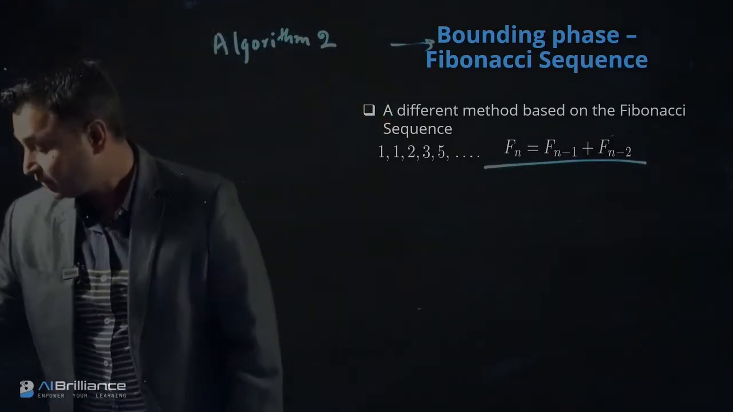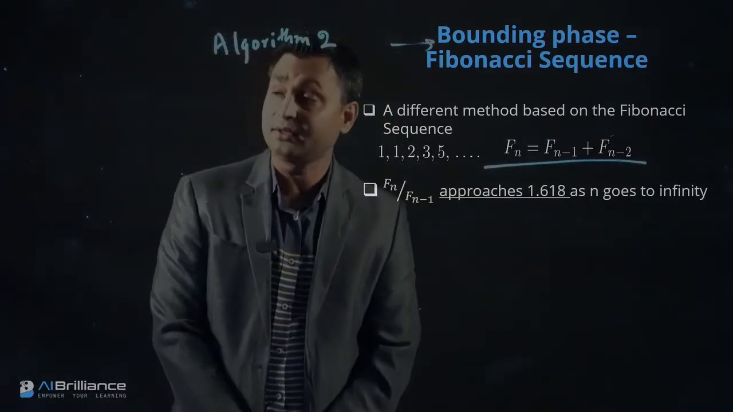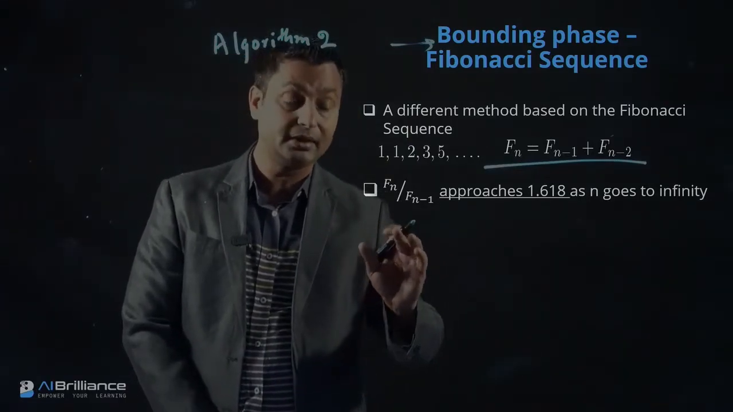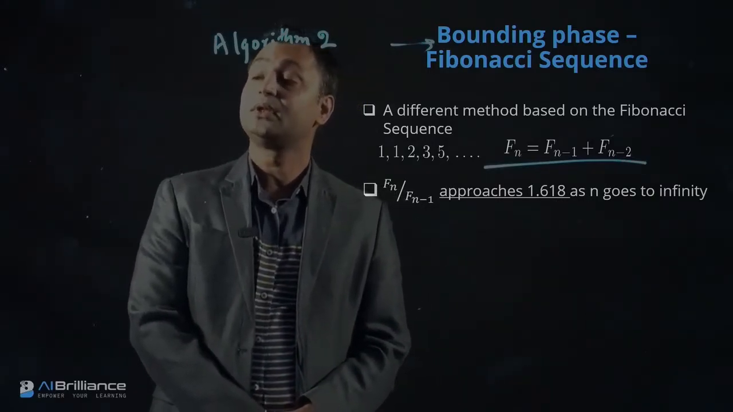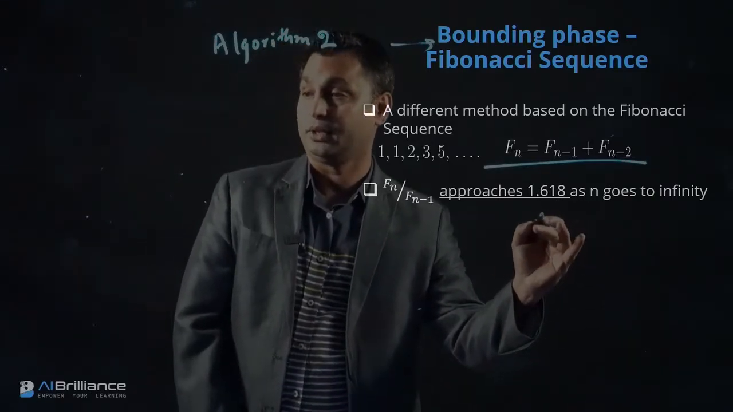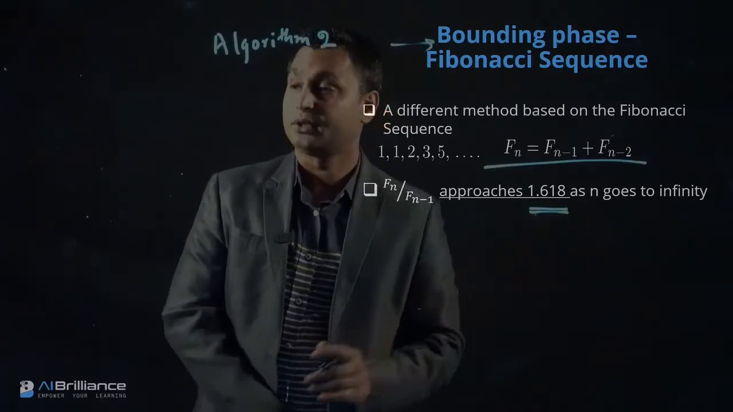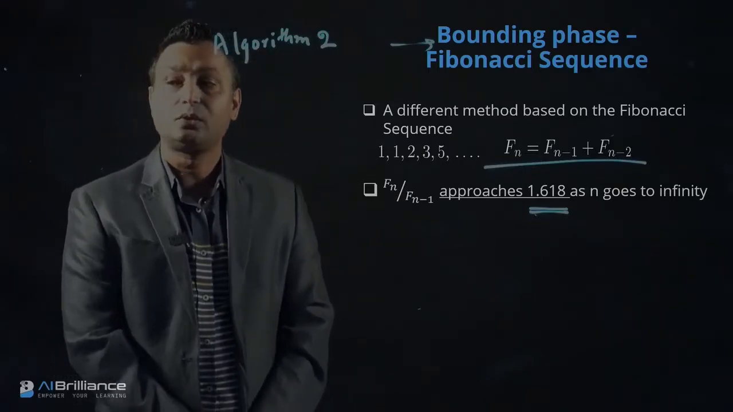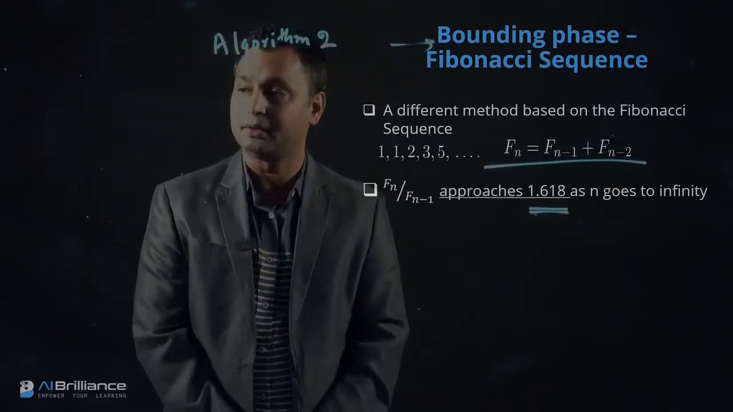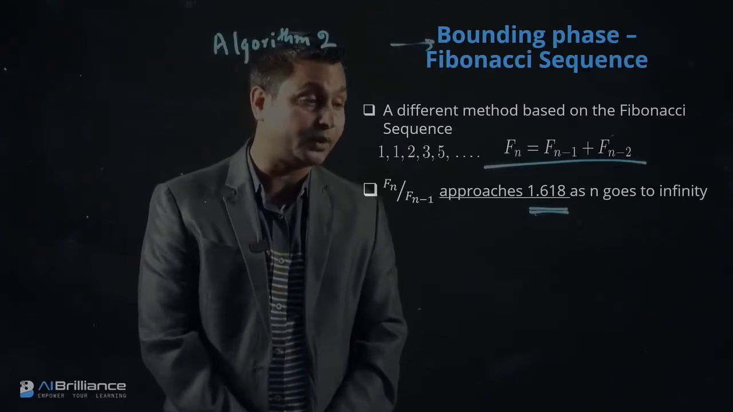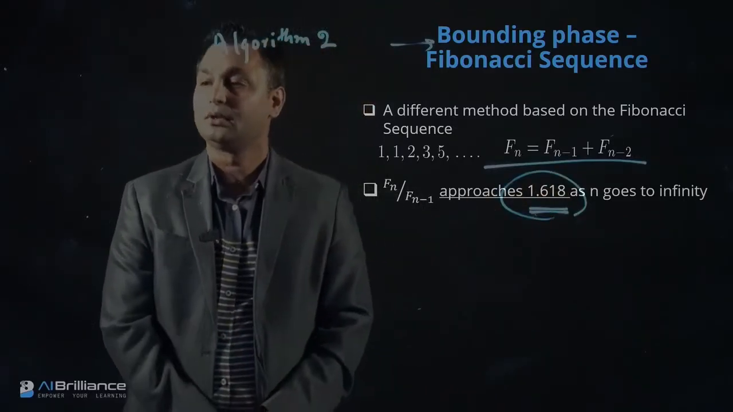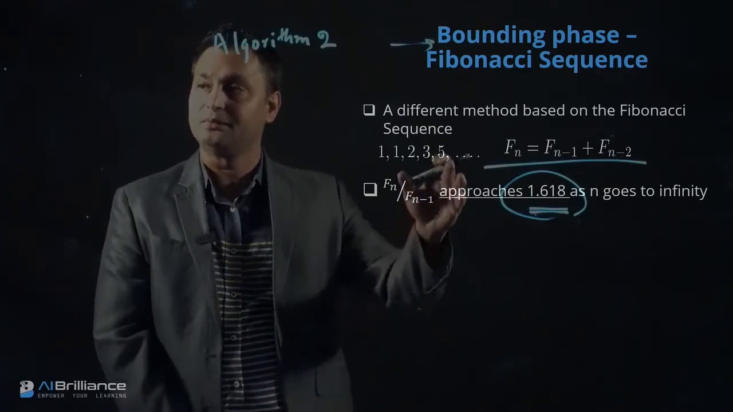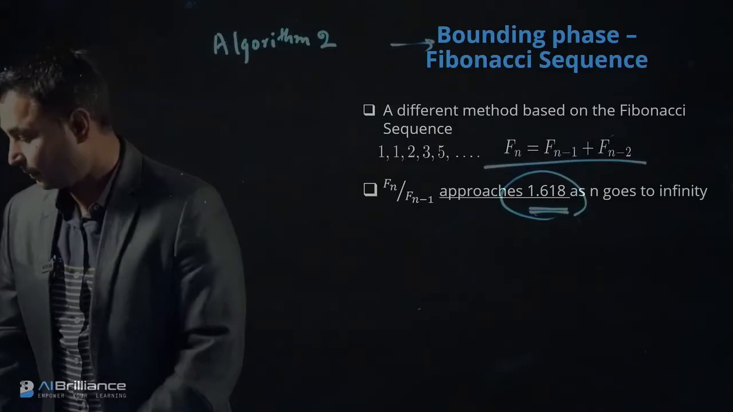Now it turns out that when you take the ratio of the nth number divided by the n minus 1th, as n tends towards infinity, this ratio approaches this value right here, 1.618. This is known as the Fibonacci sequence ratio for Fn divided by Fn minus 1. And this value is used in the overall algorithm for bounding purposes, and that's where the name for this algorithm comes from.